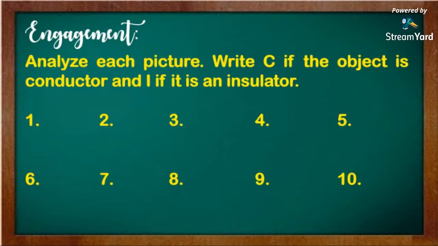So let's analyze its picture. Write C if the object is a conductor and I if it is an insulator. So we have number 1, a leaf. Is that C or I? Okay, that's right. It's letter I. It does not allow electricity to pass through.